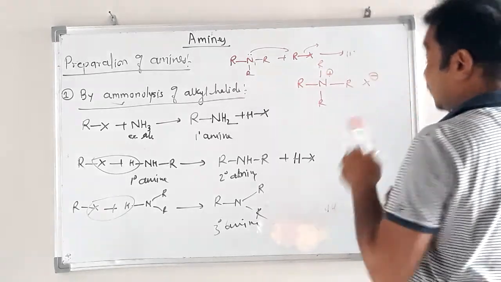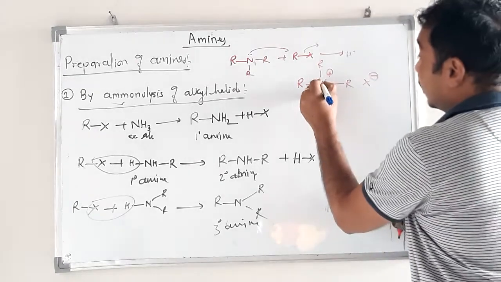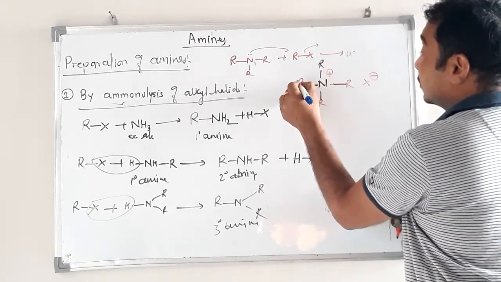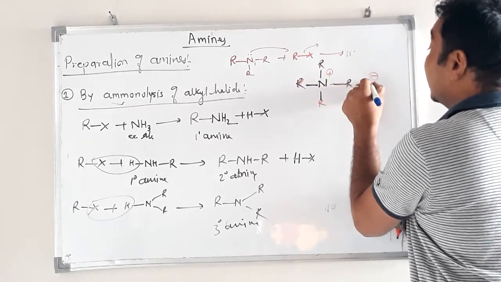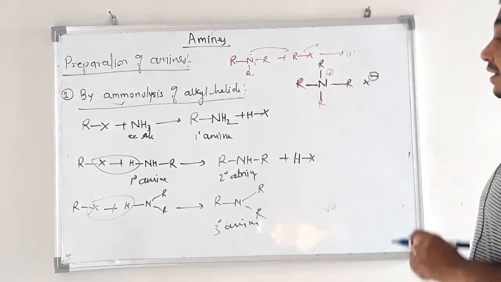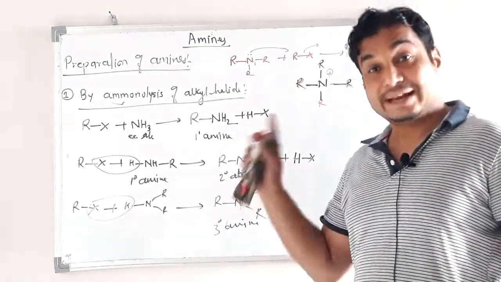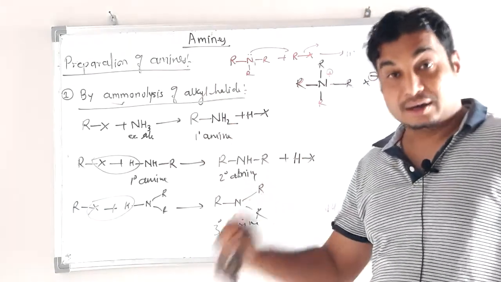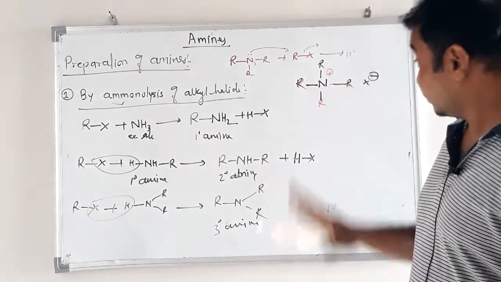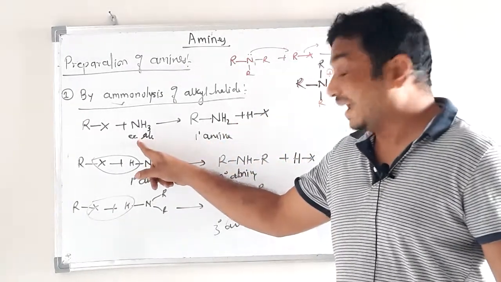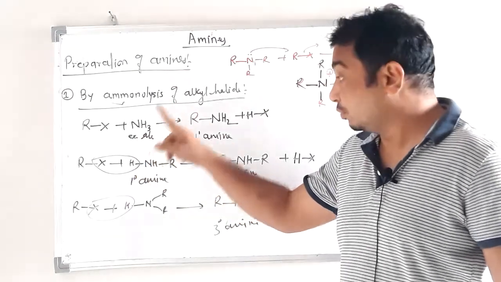This is the structure for this quaternary ammonium halide. Okay. So, this is called alkylation. All the hydrogen atoms from ammonia get replaced by alkyl groups. That's why it is called alkylation. Okay. So, in this reaction we have used excess of alcoholic solution of ammonia.